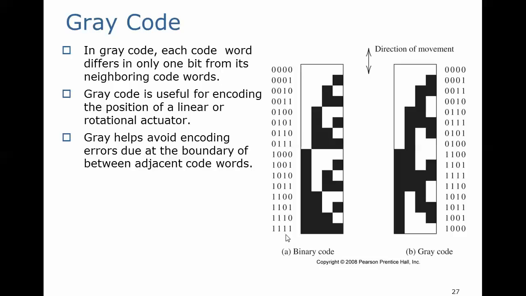In gray code, each word differs only by 1 bit from its neighboring code words. And so actually the initial binary code is reordered to make sure that only 1 bit changes between consecutive or neighboring values. Gray code is useful for encoding the position of a linear or rotational actuator.